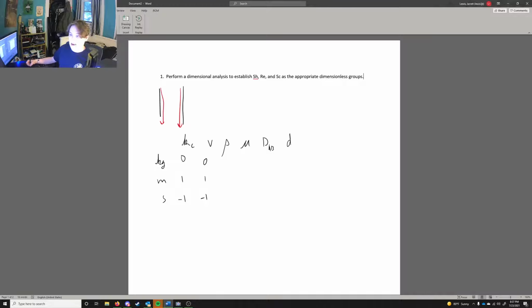Density is mass divided by volume, so it'd be 1 in the numerator and -3 for cubic meters in the denominator, and seconds isn't involved. And then next we're going to move on to viscosity, which is kilograms divided by meters times seconds. So it'd be 1 and then -1 and then -1. For the diffusivity, kilograms aren't involved, and it is just square meters per second. So 2 and then -1. And then we just have the diameter of the tube, which is just meters.